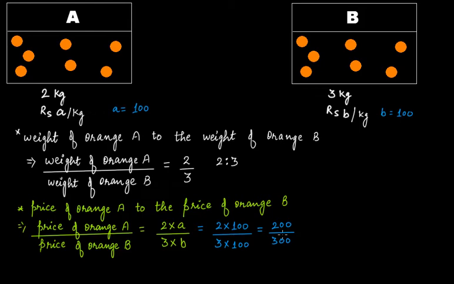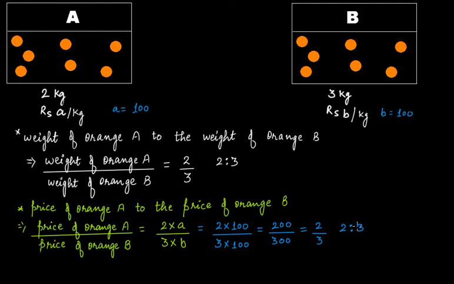If I have to simplify this ratio, what would be the highest common factor of 200 and 300? The highest common factor for 200 and 300 will be 100. If I divide 200 by 100, you'll get 2. I'll divide 300 by 100, you'll get 3. So this is the ratio 2 to 3, that is 2:3.